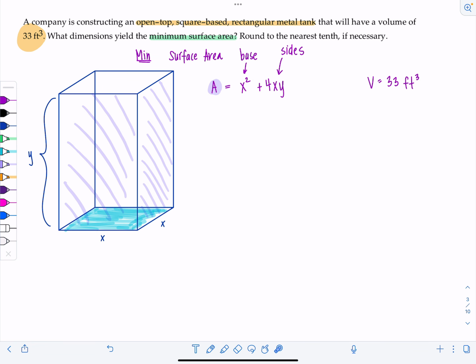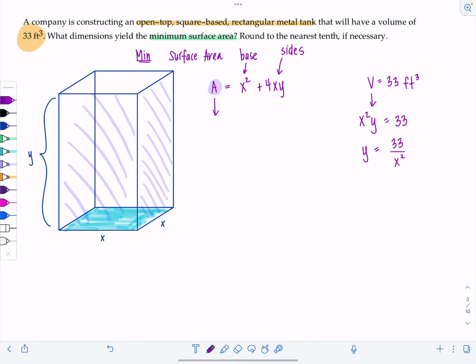So you should be able to come up with an equation for volume of this thing. Volume would be length times width times height, so that would be x times x times y, which is x squared y. That equals 33. It looks to me like the easiest thing to do with this extra info is solve for y in terms of x and then plug it back in there and we should be fancy free. So y equals 33 over x squared.